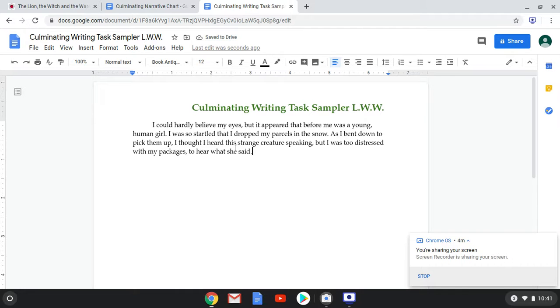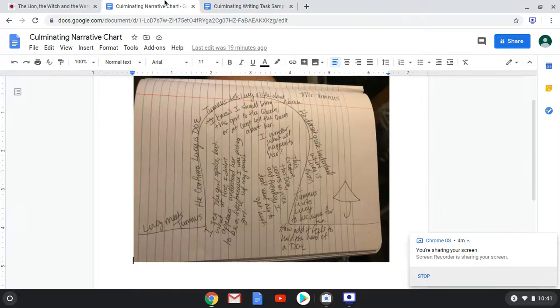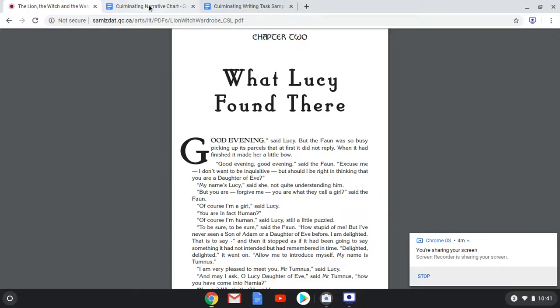Okay, so I'm just setting up in the beginning, and I got that just from my chart here where Lucy meets Mr. Tumnus. If I didn't remember exactly what happened, then I would go back to the text.